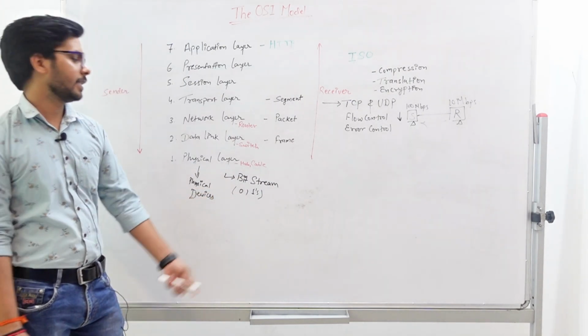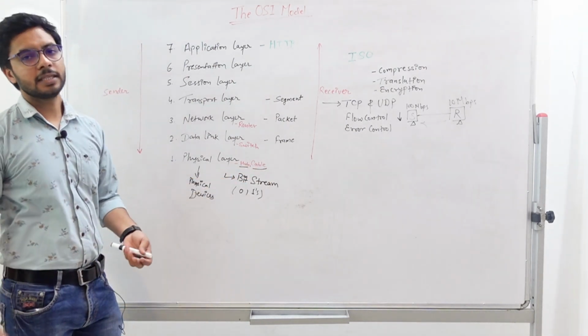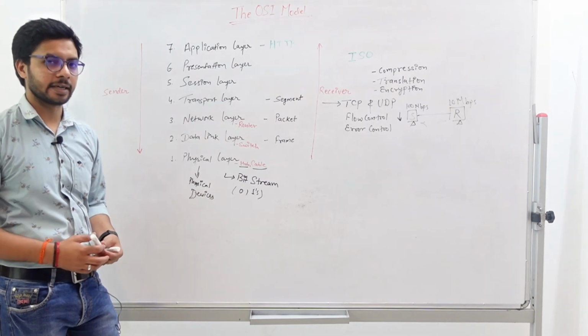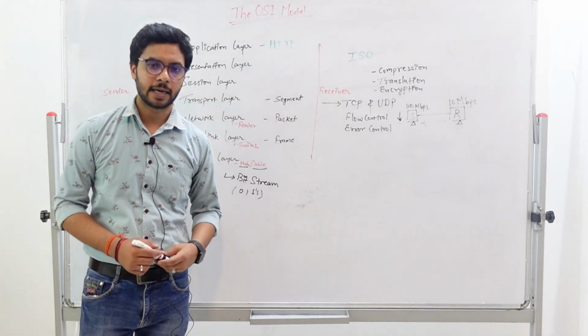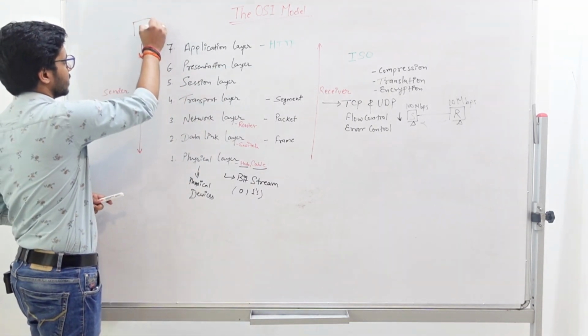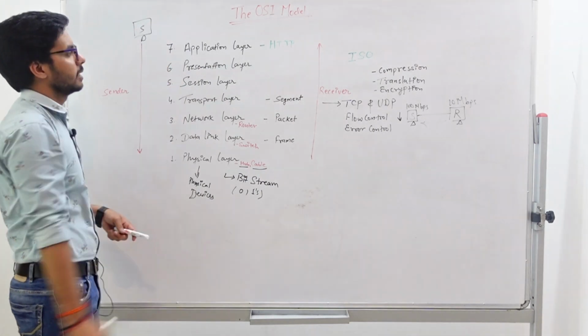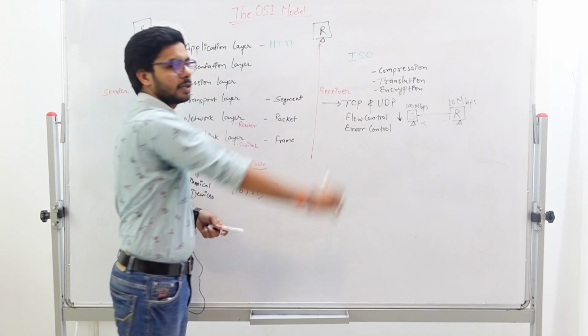Now what are those physical devices? You can consider your hub and your cables. All these are being used at your physical layer. So if we take an overall idea of how the communication is happening, consider two systems: one is the sender system and the other is the receiver system.